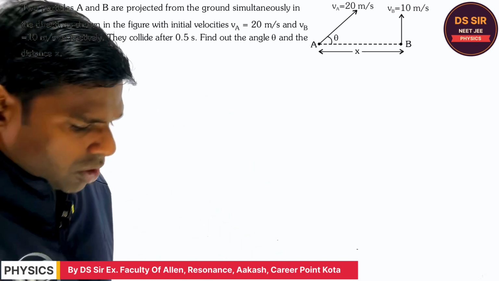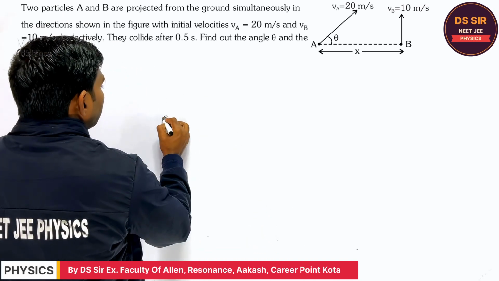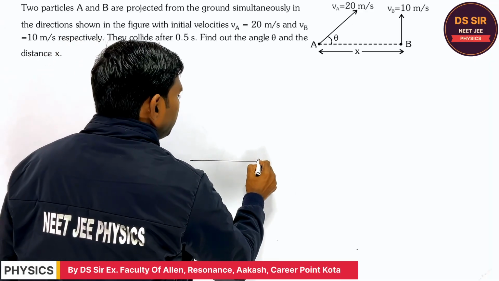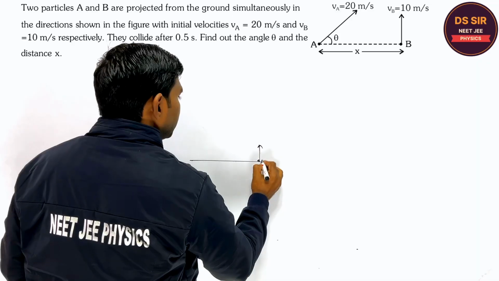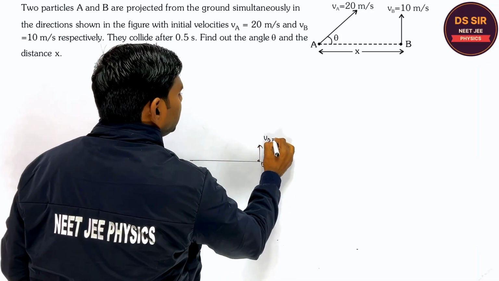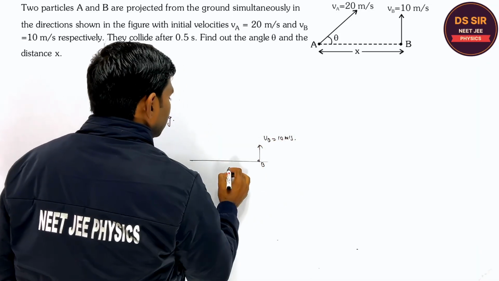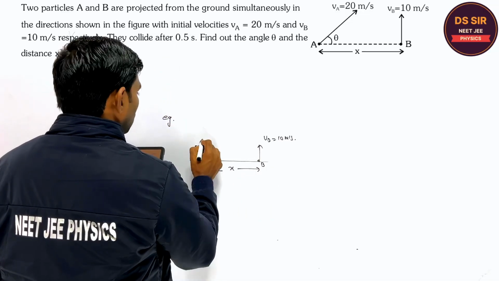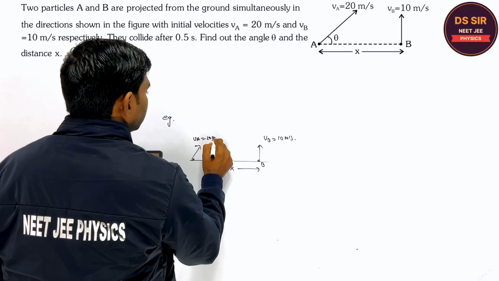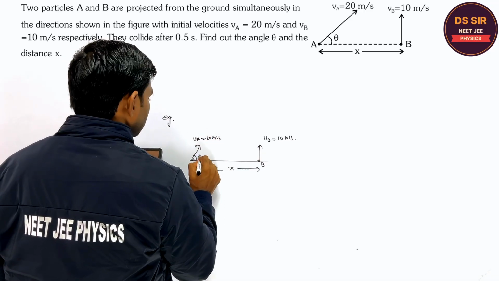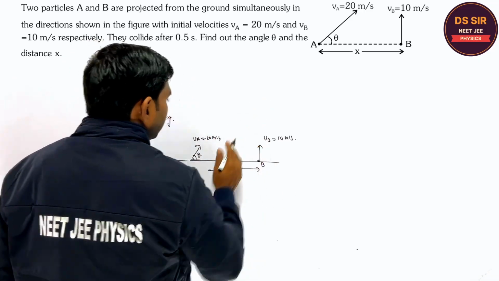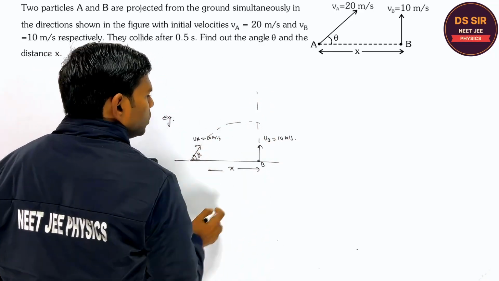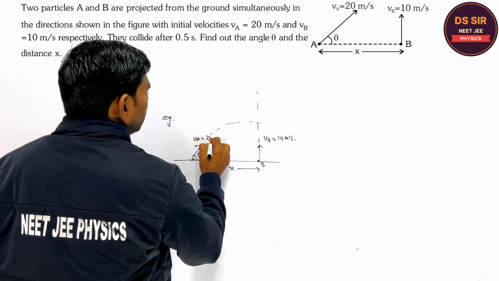This is the question. So in this example, if we see, if this is the particle B, and its initial velocity is 10 meters per second, the initial separation is x, and A is thrown with the speed 20 meters per second. They are thrown in the air, so it will move like this, and it will move like this. So they will hit each other. Is it clear or not?